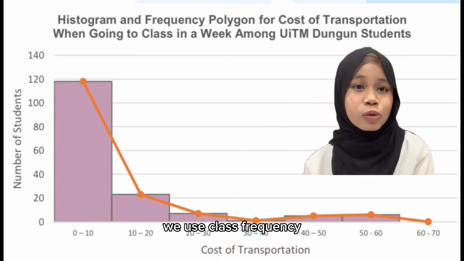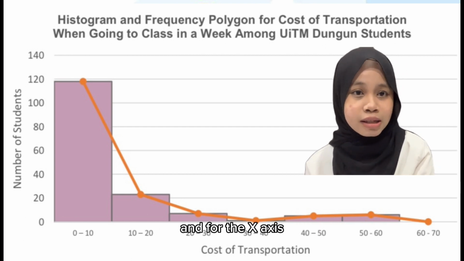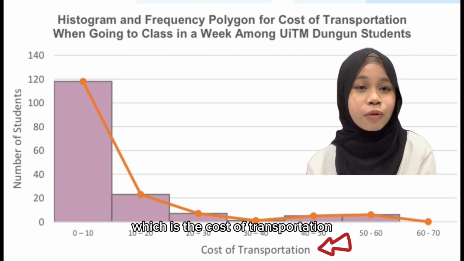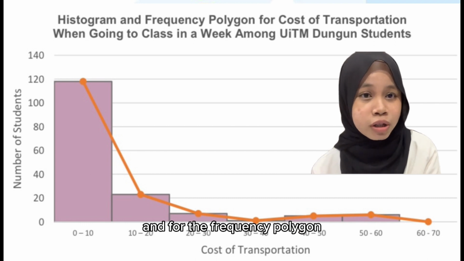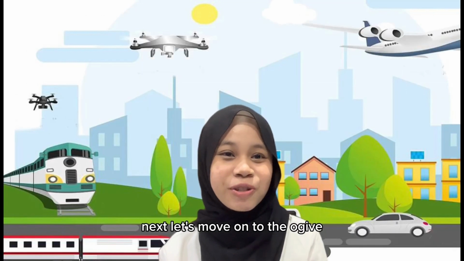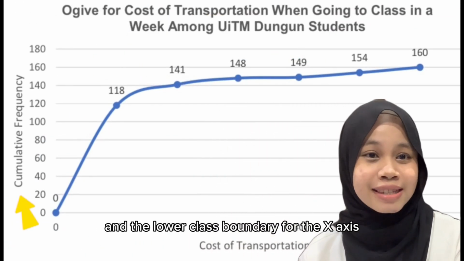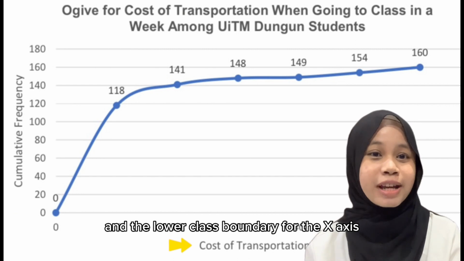For the y-axis, we use class frequency, which is the number of students, and for the x-axis, we use class boundary, which is the cost of transportation. And for the frequency polygon, we use the class midpoint to plot the data. Next, let's move on to the ogive. So we use cumulative frequency for the y-axis and the lowest class boundary for the x-axis.